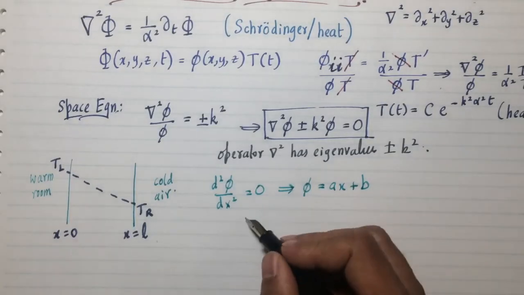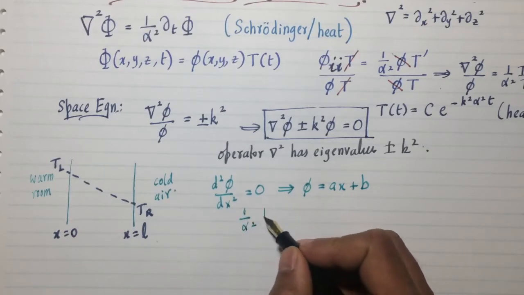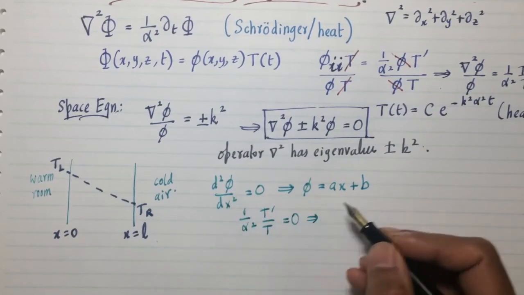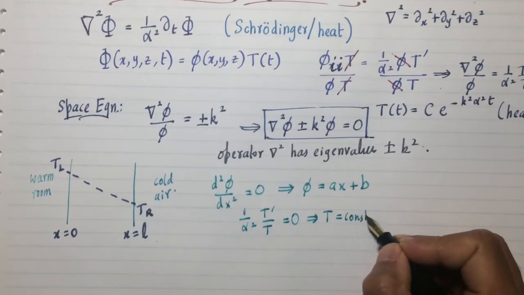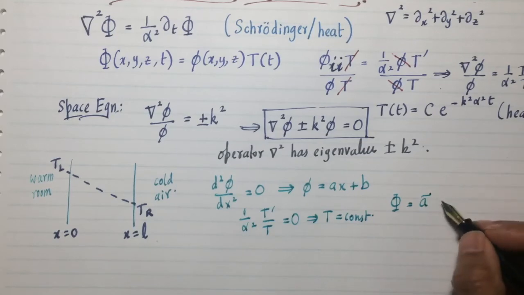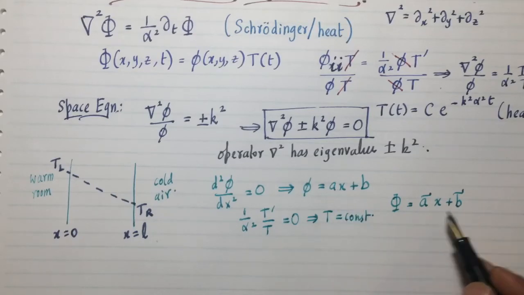So the full solution, because the temperature is also constant, because 1 over alpha squared T prime over T, which is equal to this, is also 0, which means that T prime must be equal to 0 or T equals constant. So the full solution phi is some other constant a tilde x plus b tilde, okay, where a tilde is this constant times a and b tilde is this constant times b. So we have the initial conditions completely determined.